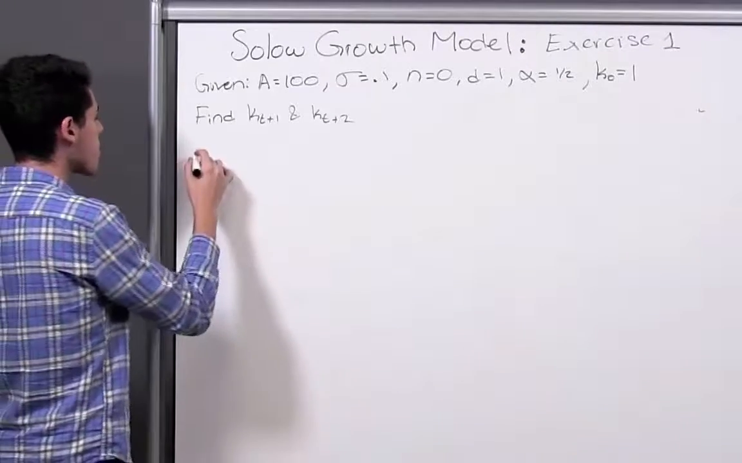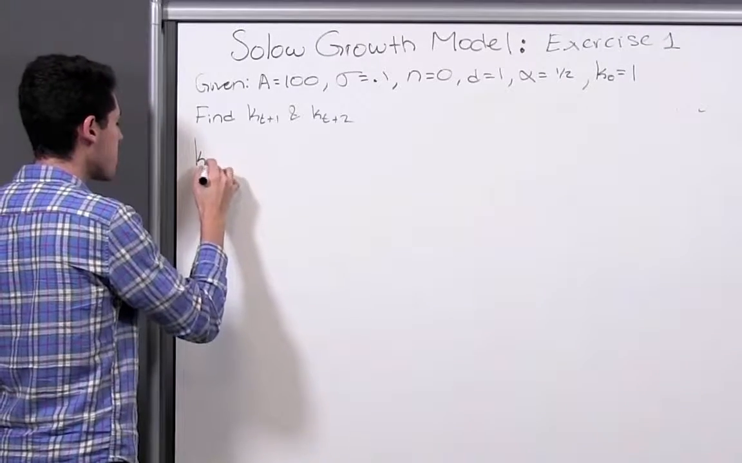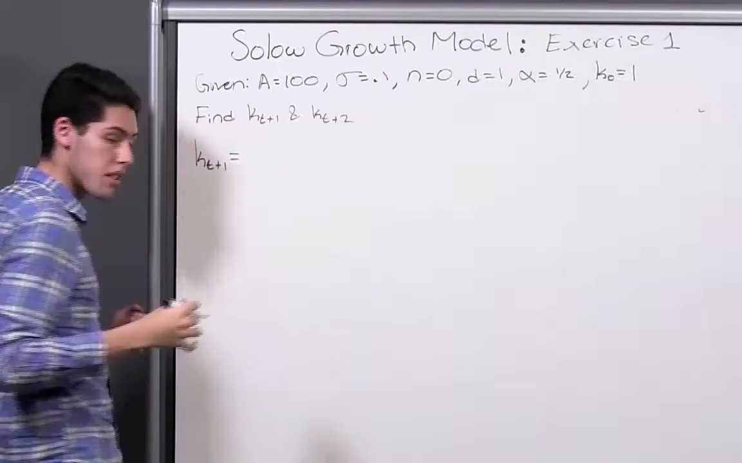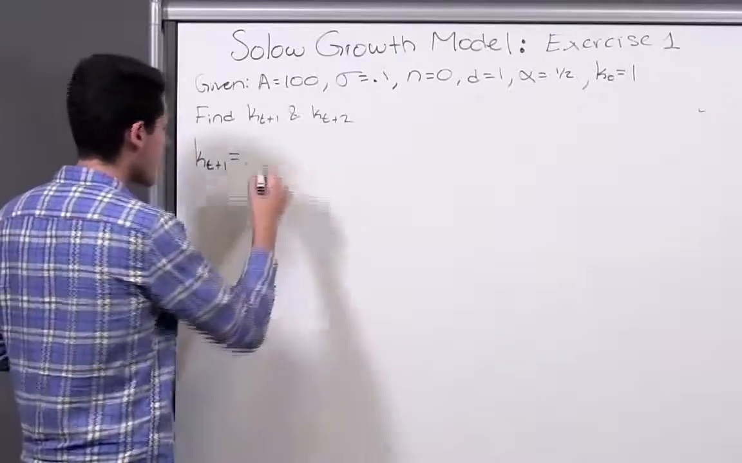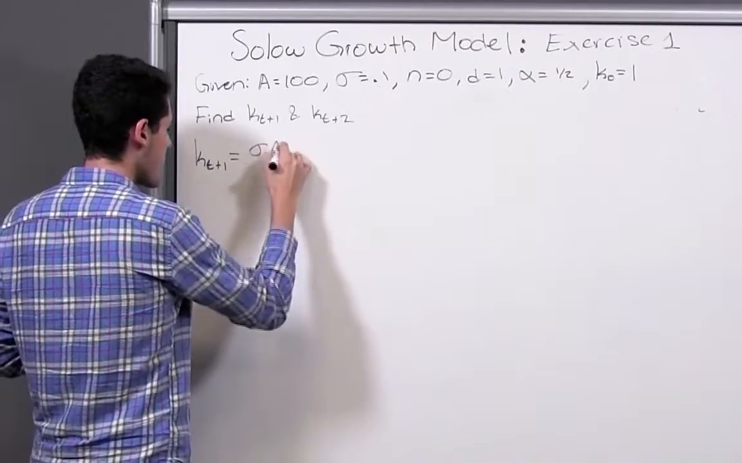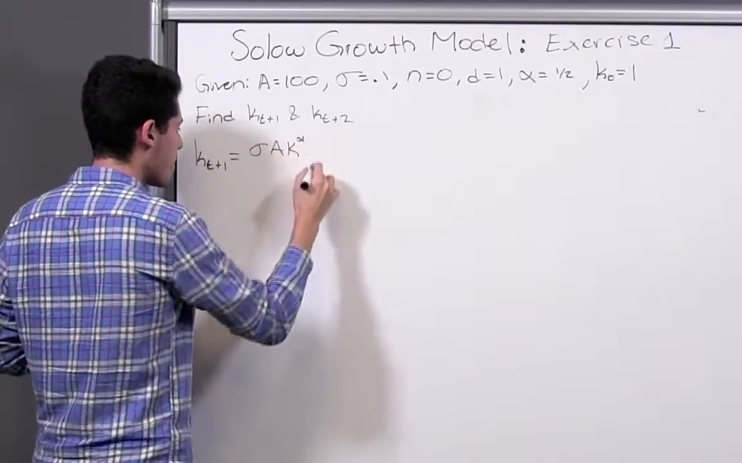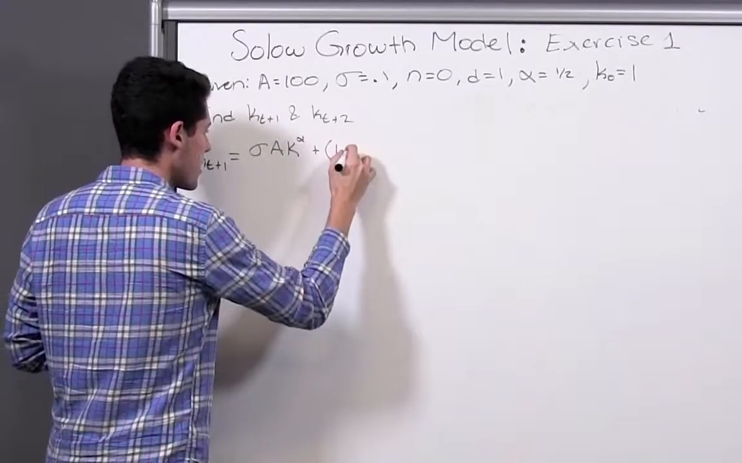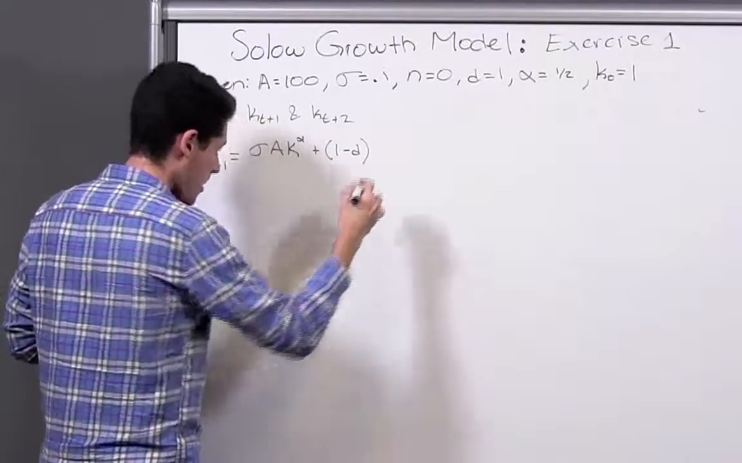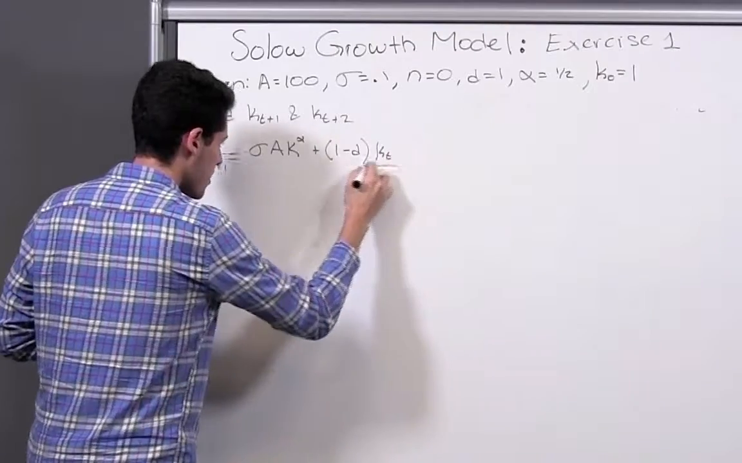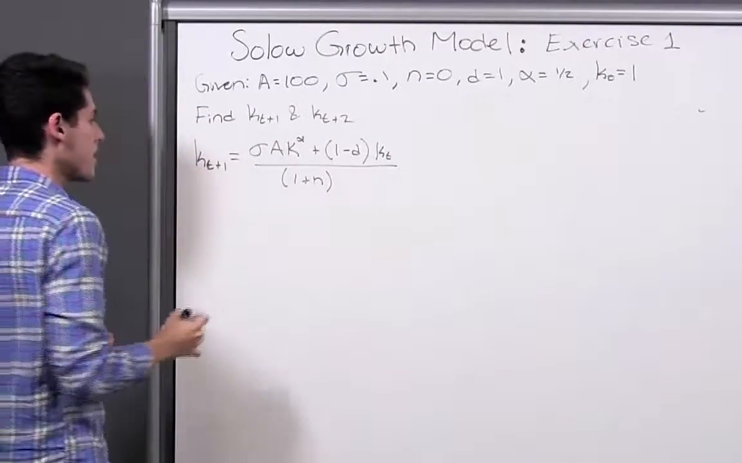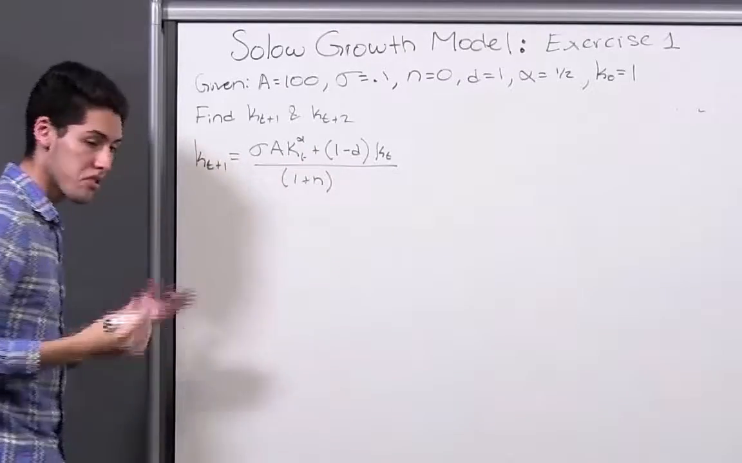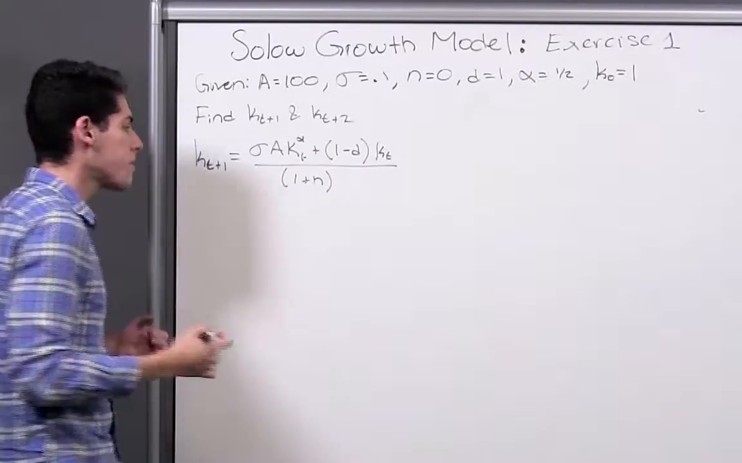Well, we're going to use the law of motion of capital that we created in the previous video to solve this problem. So, if we recall, it's sigma times A k_t to the alpha plus 1 minus d times k_t, all of that over 1 plus n, right? So, let's just substitute the values that we have in there.